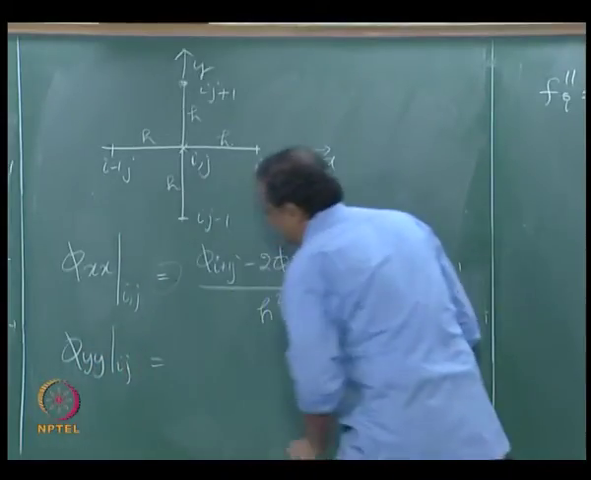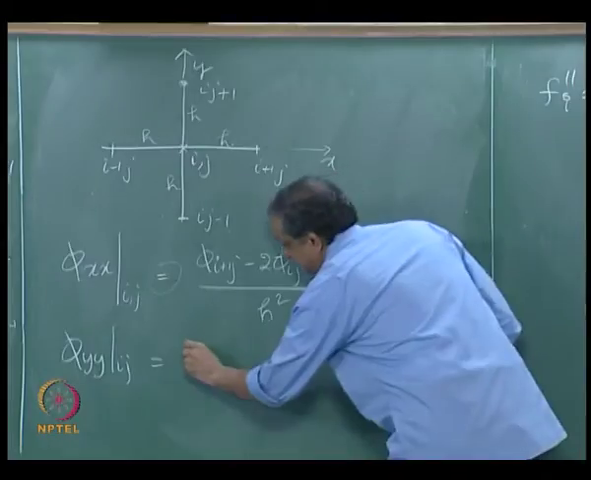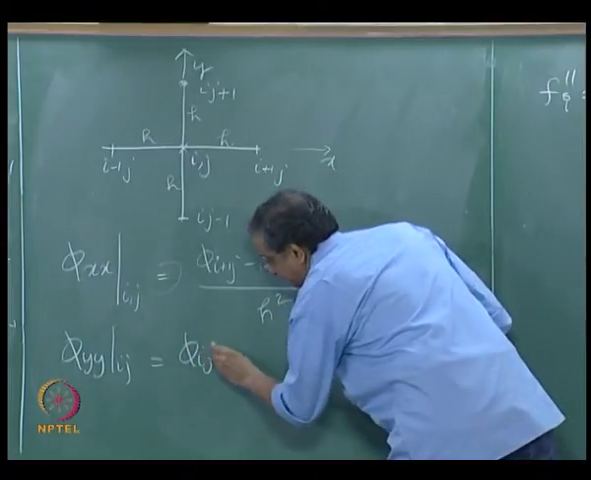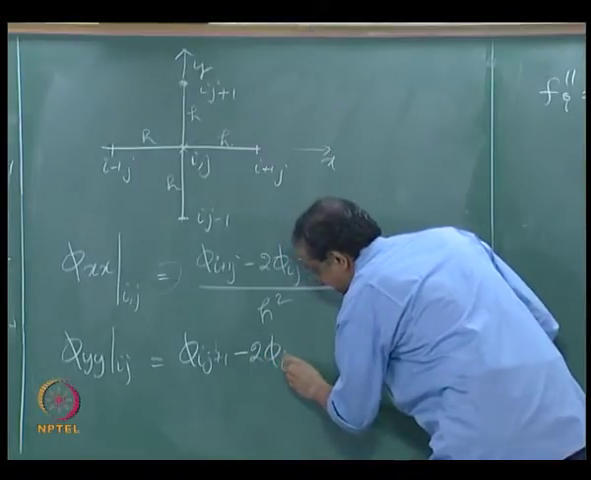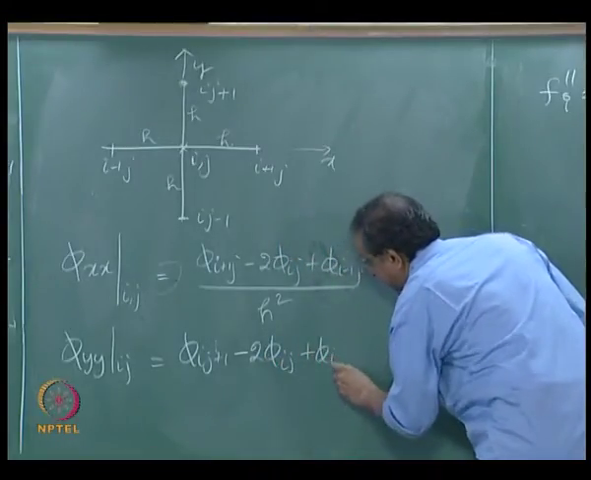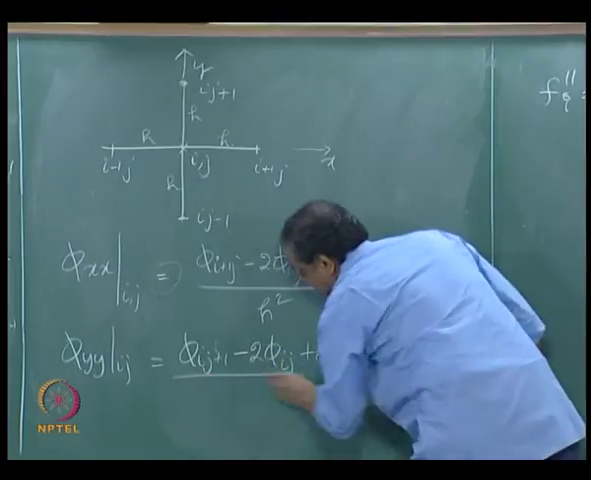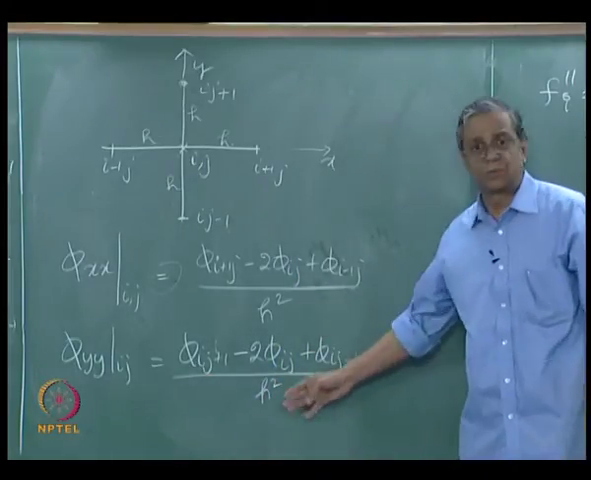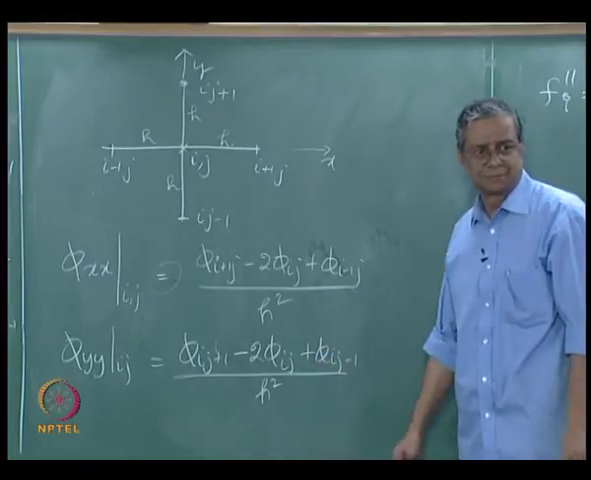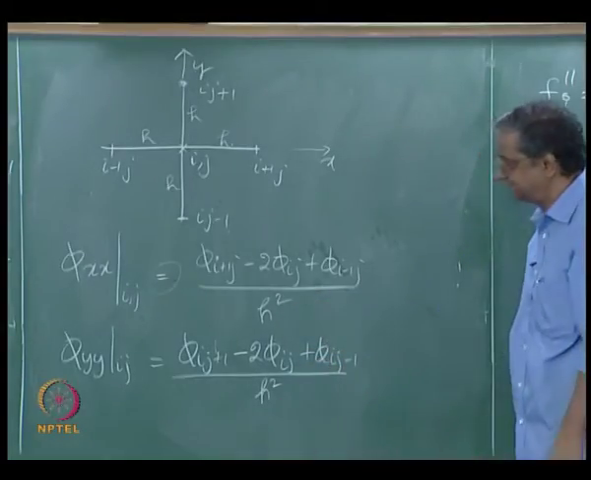The second term at ij in a similar fashion is phi i j plus 1 minus 2 phi i j plus phi i j minus 1 divided by h squared. Clearly if they were delta x and delta y, it would be delta x squared and delta y squared, okay, that is not a big deal, fine.